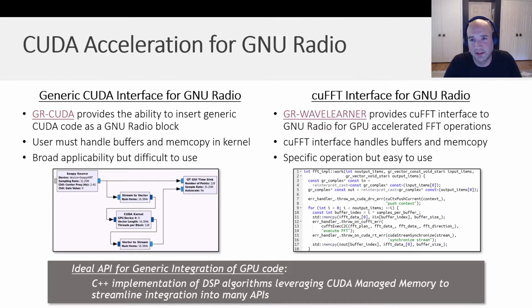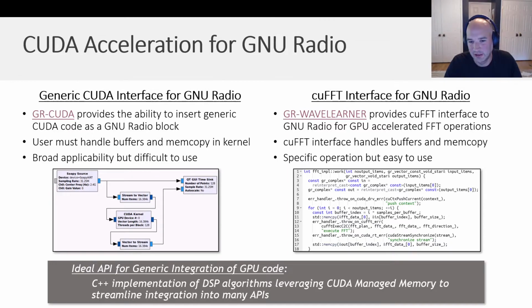So if we look at CUDA acceleration in GNU Radio, there have been a couple of efforts to do this. We can provide a generic CUDA interface for GNU Radio with gr-cuda. It has broad applicability, but is slightly difficult to use. There have also been some efforts specific to some of the CUDA math libraries, so a cuFFT interface to GNU Radio within gr-wavelearner. Again, it's easier to use, but it's kind of limited in its operation.